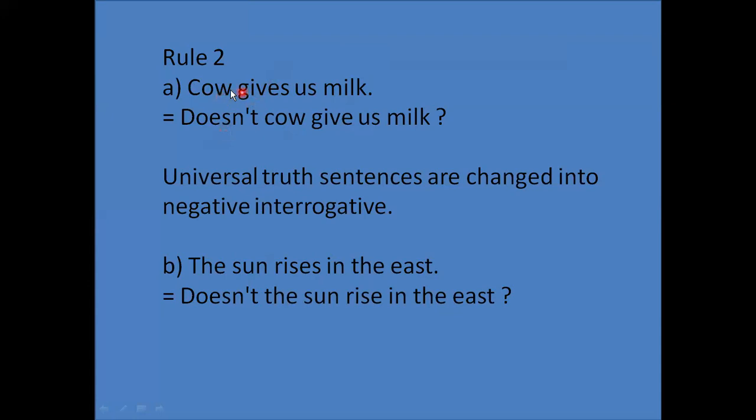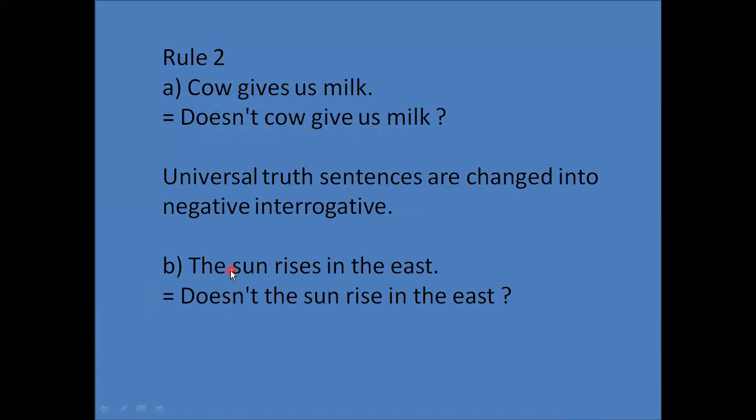Because cow is third person singular. Ab dekhiye, cow single hai, isliye give mein s aa raha hai. Third person singular number always takes s or es after the verb. Agar yahan pe cows hota to give hona tha. Yahan pe cow single hai isliye humne gives likha. So cow gives us milk. Doesn't cow give us milk? Humne yahan pe does likh liya, so give mein se s removed ho gaya. Ye s does bankar idhar aa raha hai. Doesn't cow give us milk?